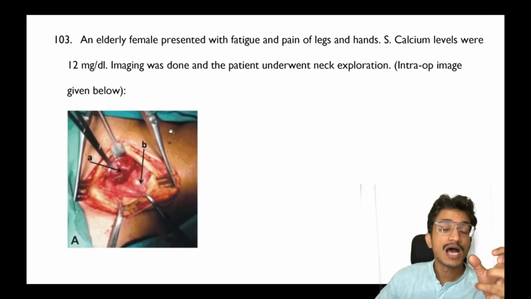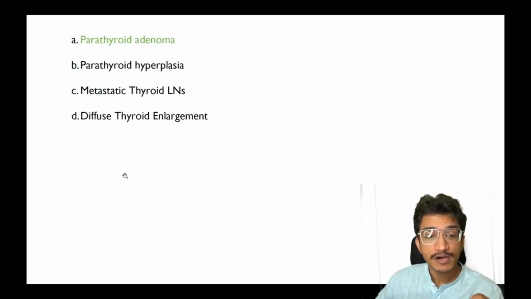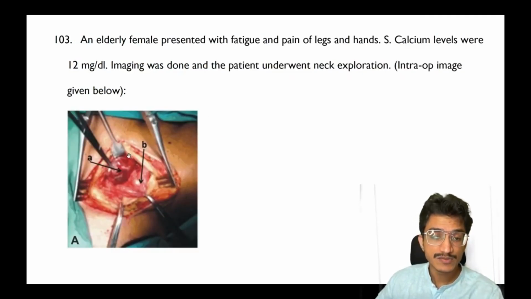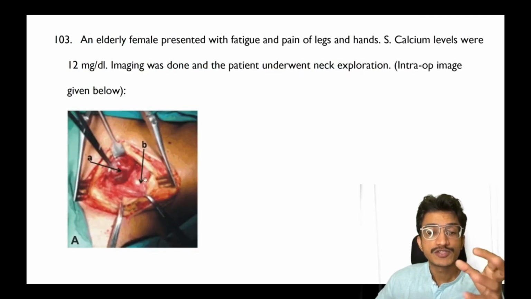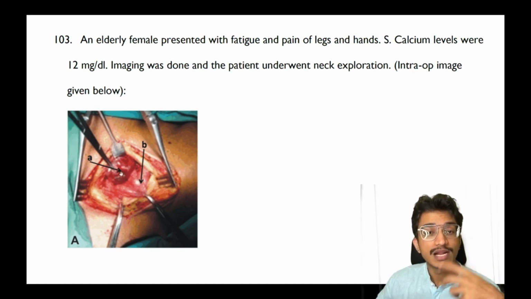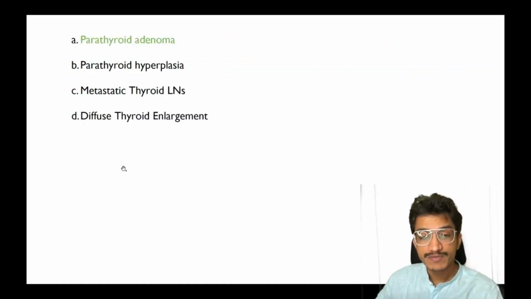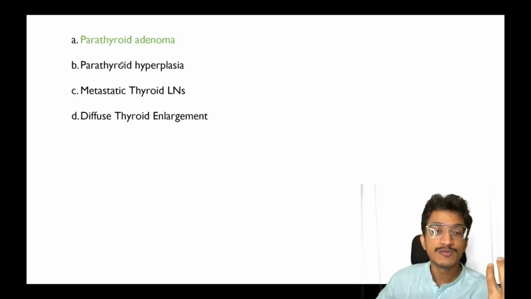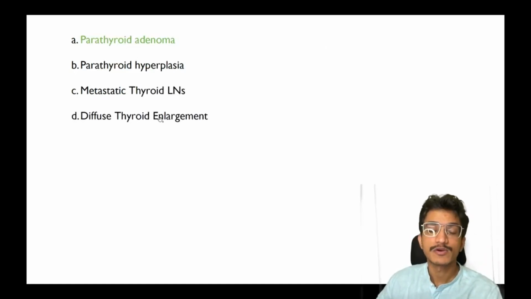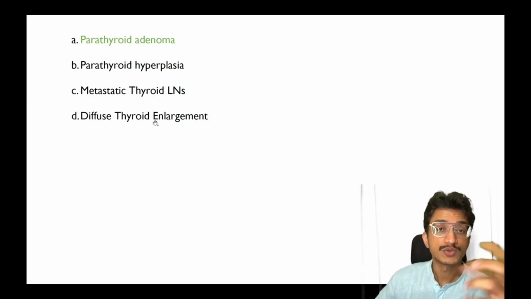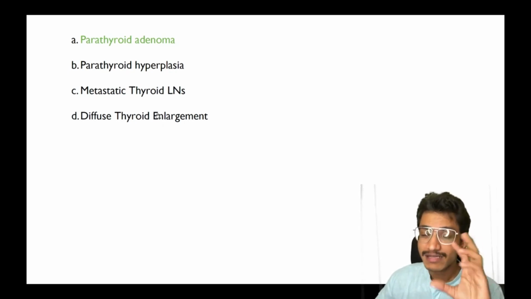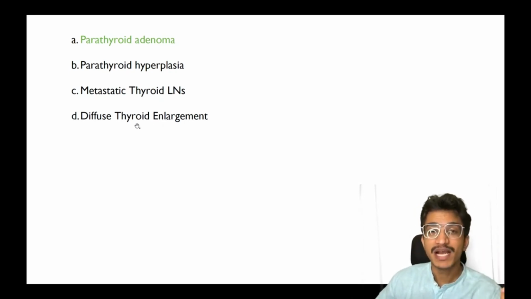Patient mostly having a hyperparathyroidism-like picture. If the intraoperative image was like this, what has been shared by the students, which was showing a normal thyroid gland with some parathyroid enlargement or a parathyroid swelling, which is pointing more towards the parathyroid adenoma than hyperplasia or metastatic or diffuse thyroid enlargement, because according to the student the thyroid is normal.